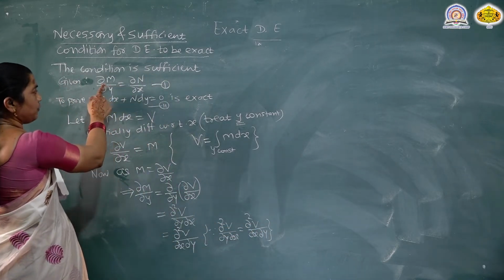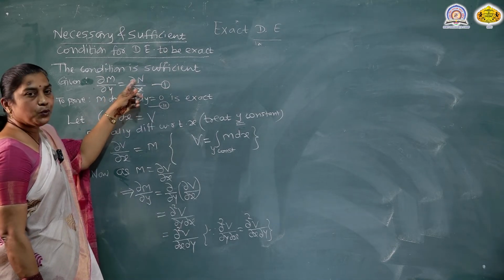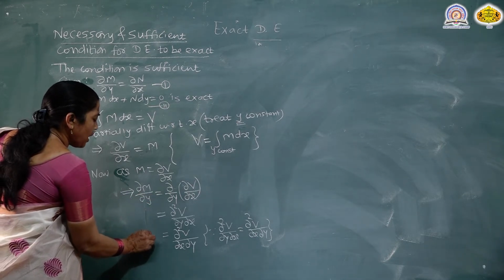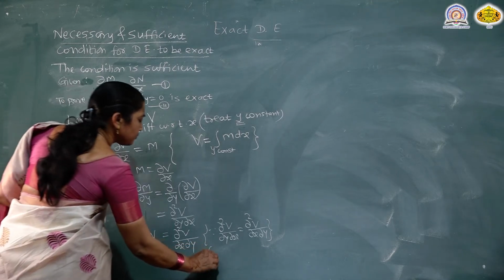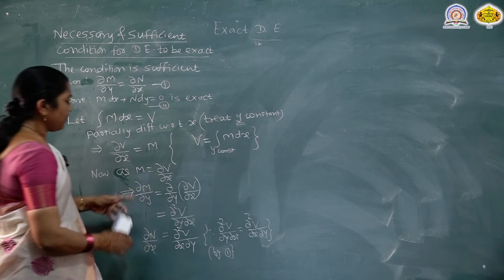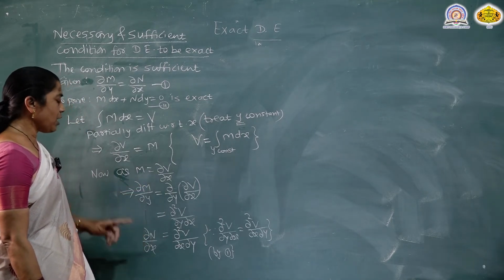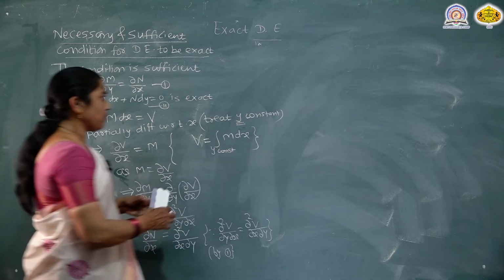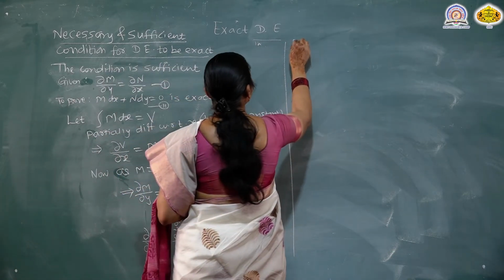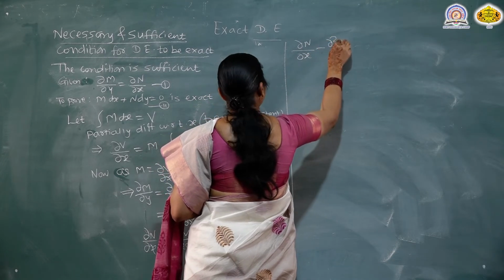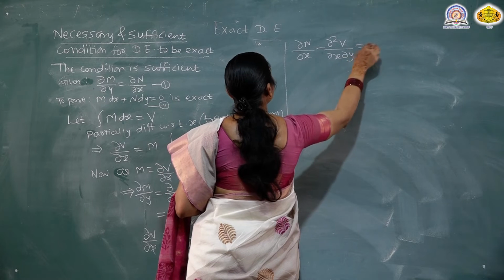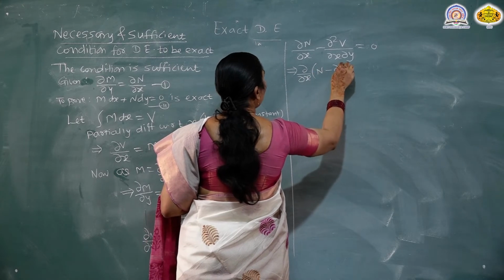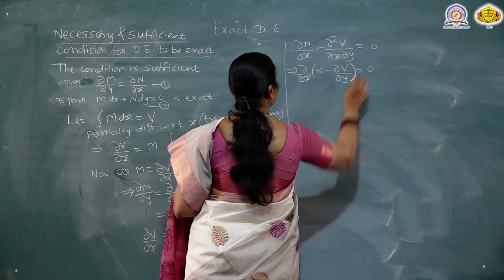Also, from the given condition 1, ∂M/∂y is equal to ∂N/∂x. So using 1, this ∂M/∂y is nothing but ∂N/∂x. That is the given condition, that ∂M/∂y is the same as ∂N/∂x, and therefore we get ∂N/∂x is equal to ∂²v/∂x∂y. Or we can write this as ∂N/∂x minus ∂²v/∂x∂y equal to 0. That is ∂/∂x of N minus ∂v/∂y equal to 0.